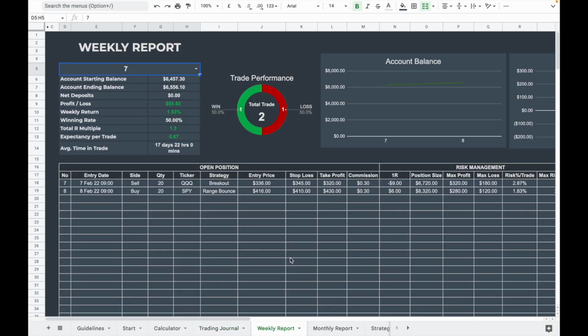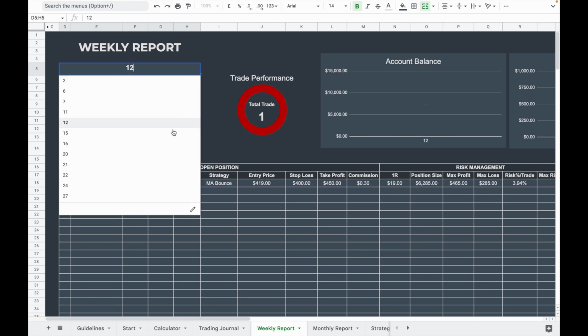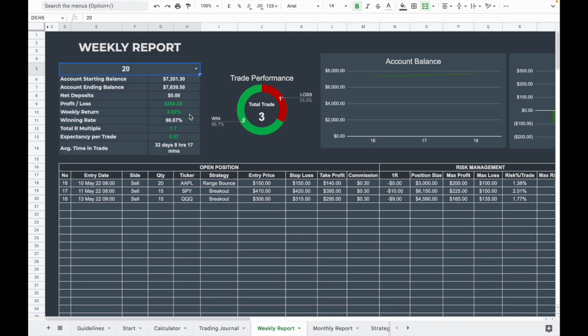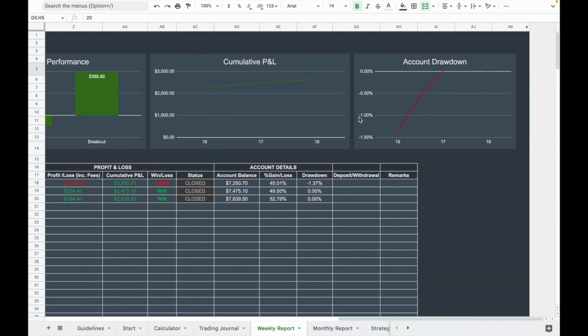This journal also contains a weekly and monthly report to keep track of your weekly and monthly trading performance and strategy. In the weekly report, you can choose the number of weeks in the drop-down list, and all the trades in the selected week will be displayed in the table below. The weekly report will also show you the selected week's profit and loss, your win rate, and your average return per trade.